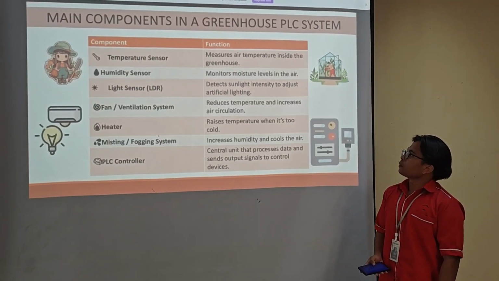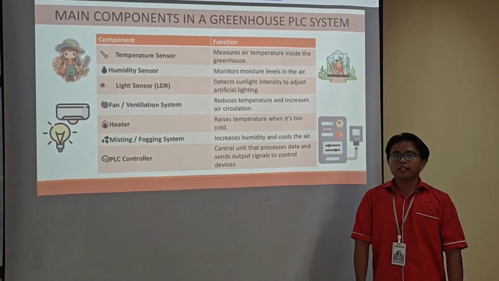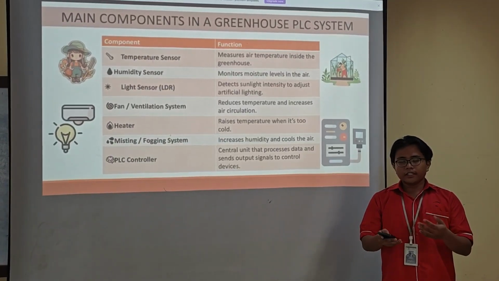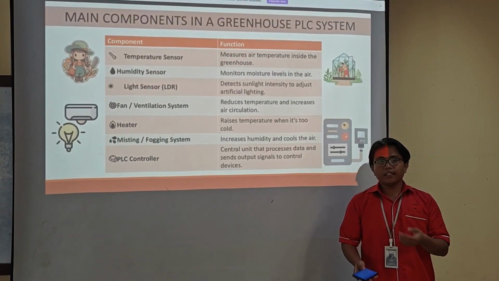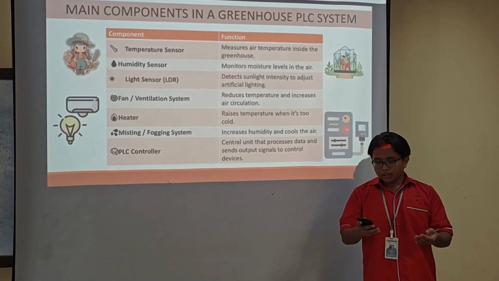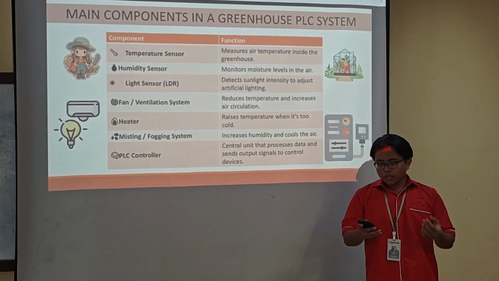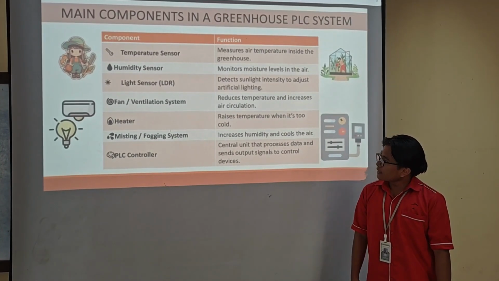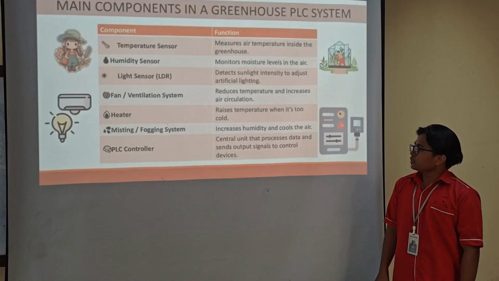Next is the heater. It raises temperature when it's too cold. During cold conditions, the PLC sends a signal to activate the heater to warm up the greenhouse until the desired temperature is reached. Next is the misting or fogging system.